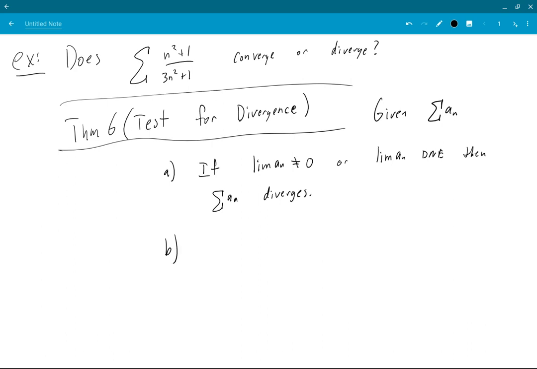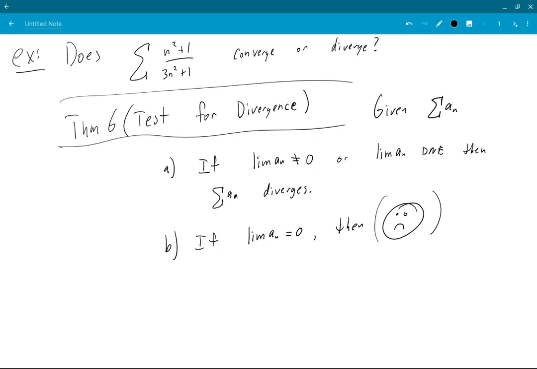Okay, B, if limit of an equals 0, then unhappy face, this test tells us nothing.